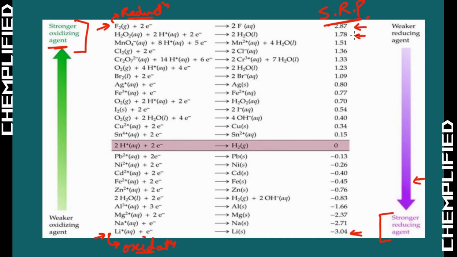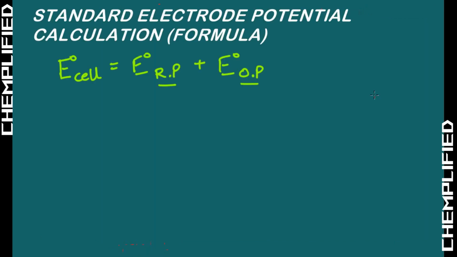All these values are standard reduction potential values, but the problem with our formula is that in our formula we are provided with reduction potential and oxidation potential, but in the table only reduction potential values are there. Now how are we going to solve this issue? Just remember that the oxidation potential of any element is equal to the negative of its reduction potential. If you want to change the value from oxidation potential to reduction potential, just put a negative sign.